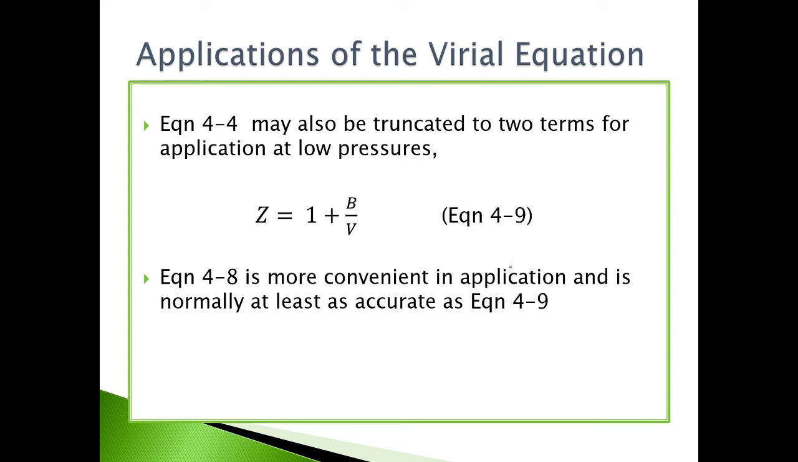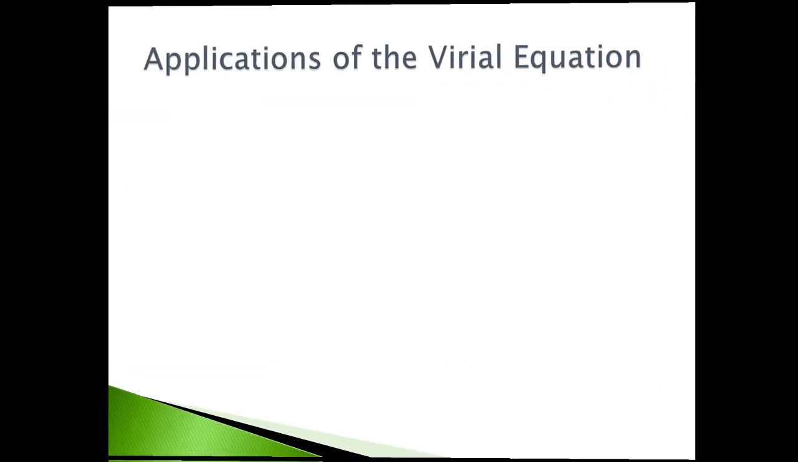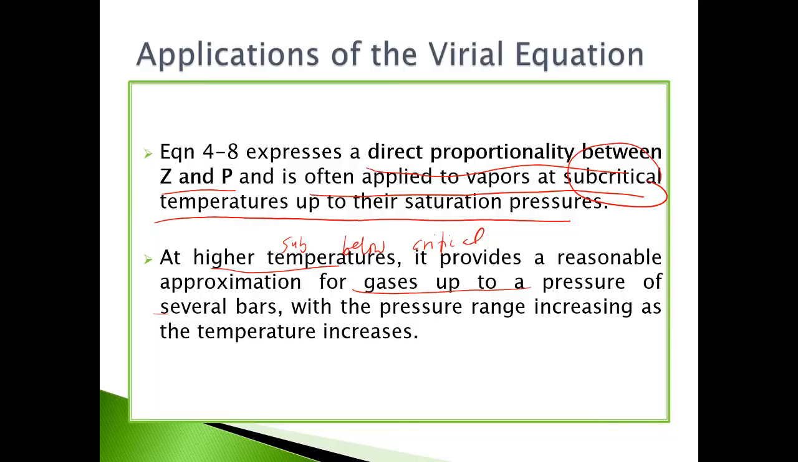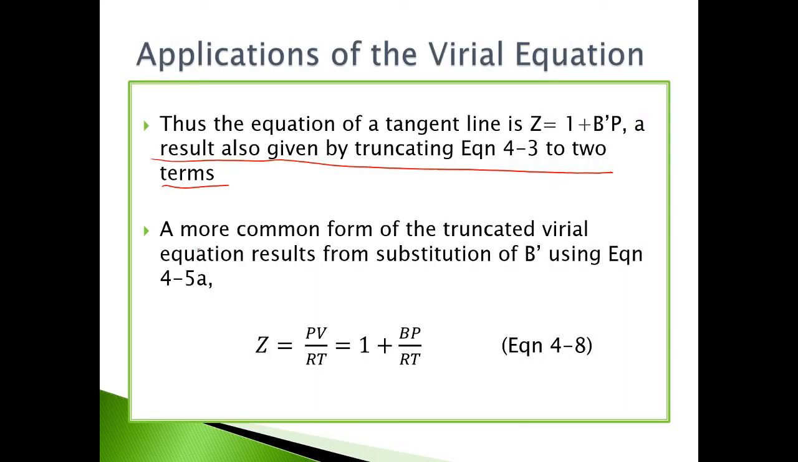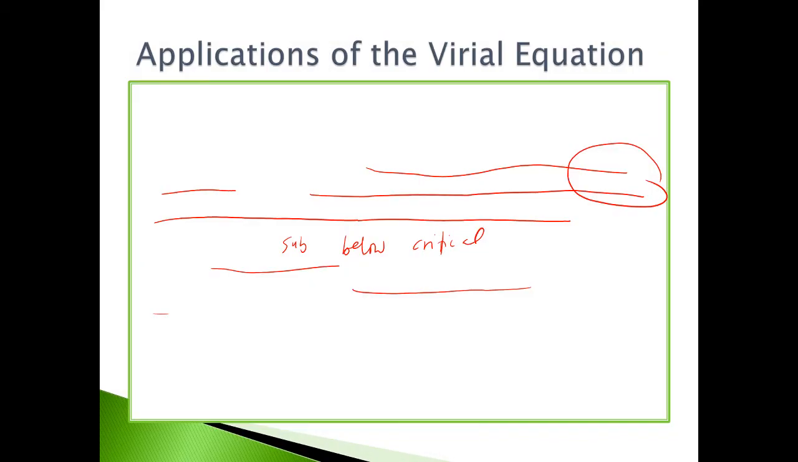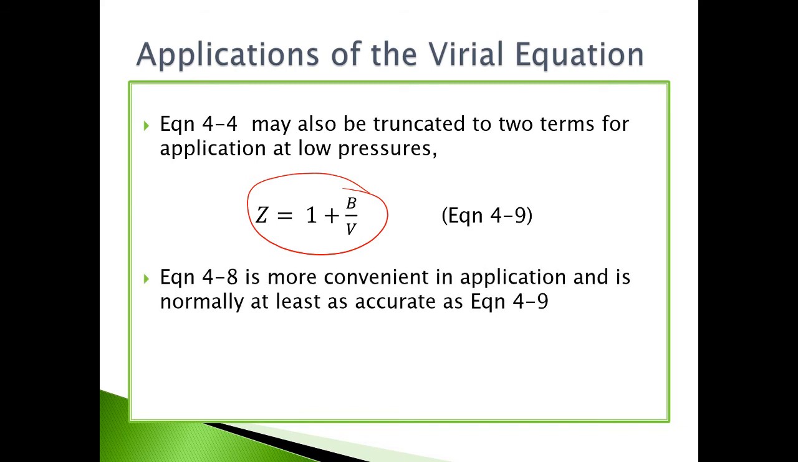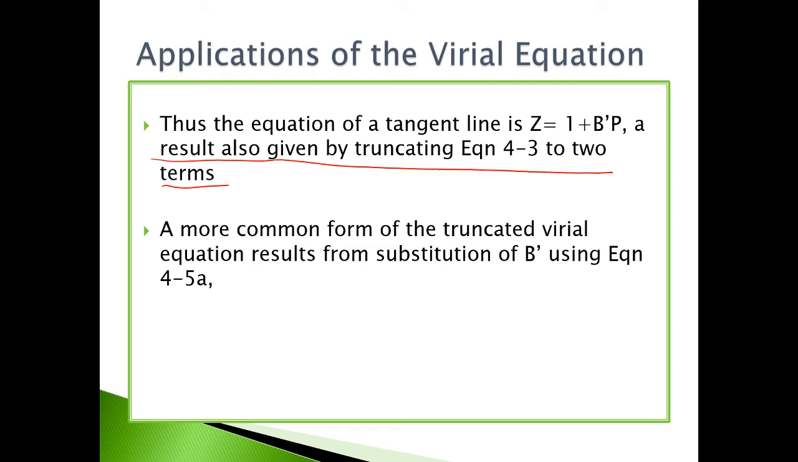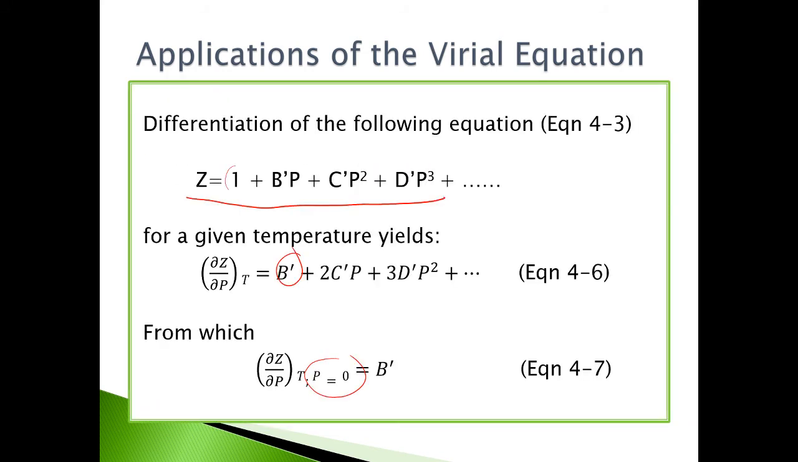So, nagtruncate to 2 terms for application at low pressures. So, pag low pressure, we can actually just use yung 2 terms na virial equation. And it may be at least as accurate. Okay, yung 4-8, ay, balikan natin. Saan na si 4-8? At this one may be as accurate as itong 4-9. So, mas madaling gamitin yung 4-8, pero kasing accurate lang siya nung 4-9. Okay? So, nakuha yung derivation. Okay, sige, reviewin nyo na lang.